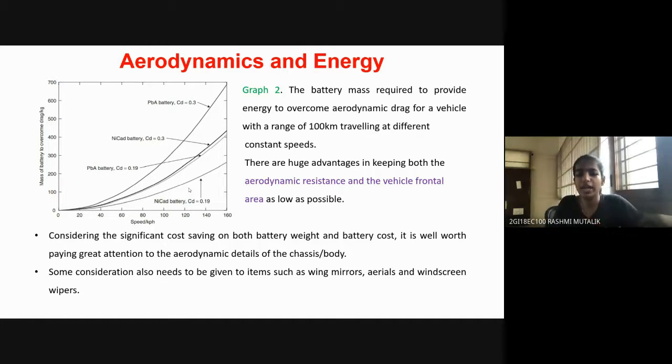To reduce the aerodynamic drag, other parts of cars such as wing mirrors and windscreen wipers also have to be designed smartly in order to have less aerodynamic drag in a vehicle. The further part of the presentation will be continued by Nitya.